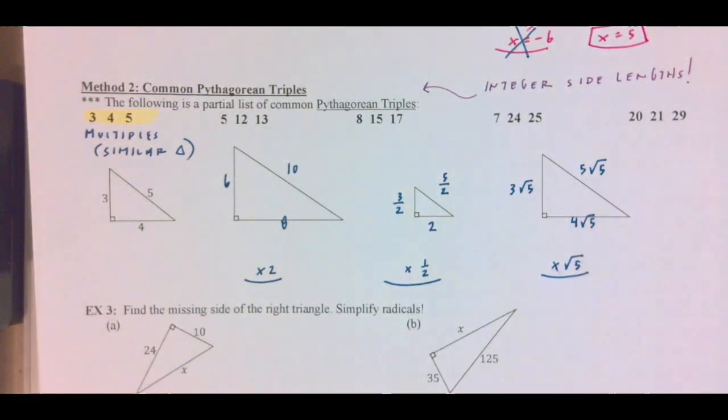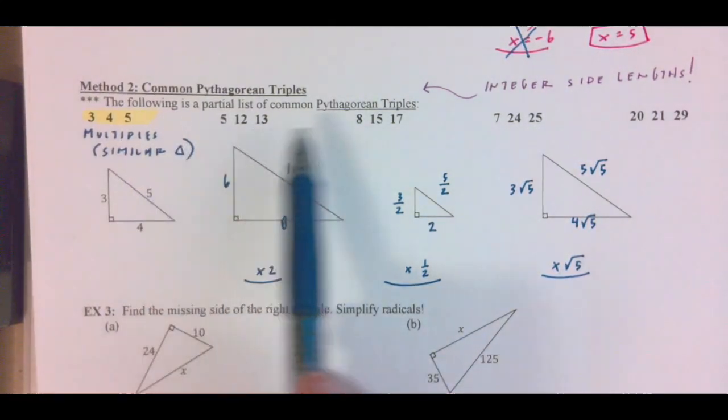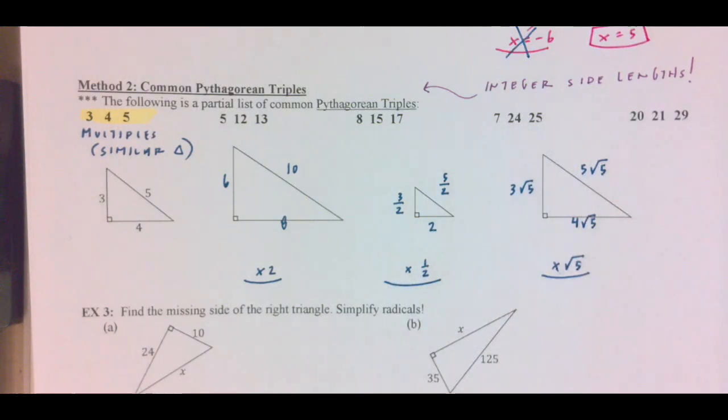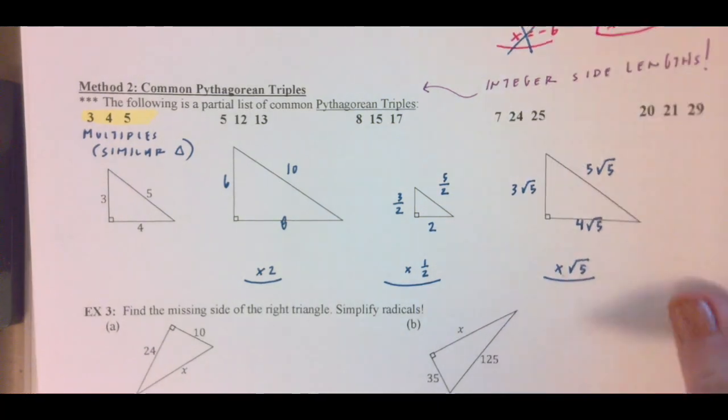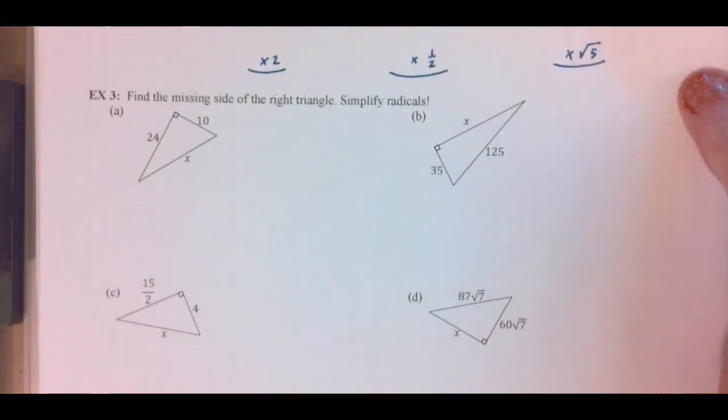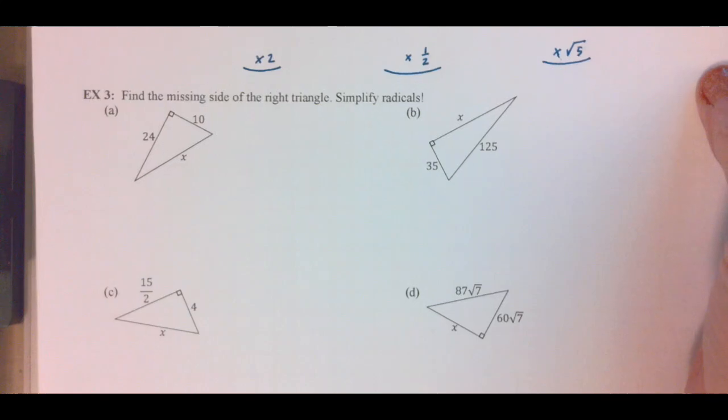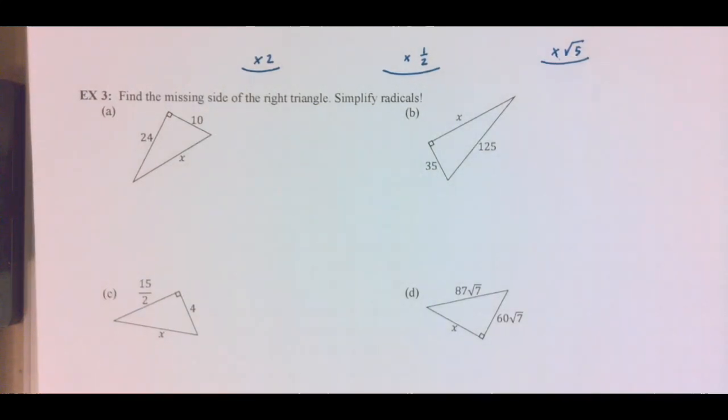Okay, so if I start with any of these common triples, I can apply a multiplier to make it grow bigger or shrink it down. But essentially, those triangles are similar, so it just creates for me a new triple that I can work with. It also just helps me solve for missing sides easier and faster, more efficiently. So here in example 3, it's all about common triples and multiples.